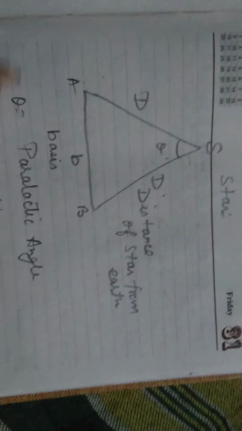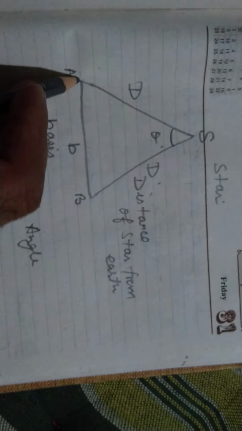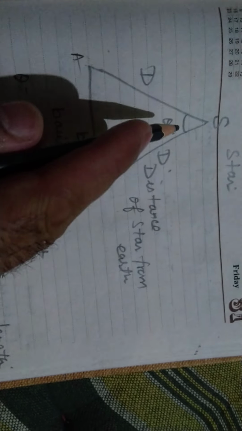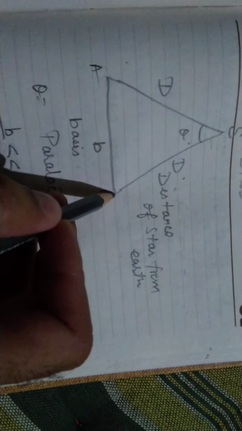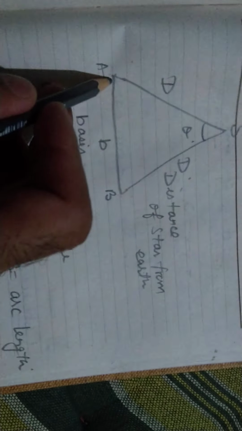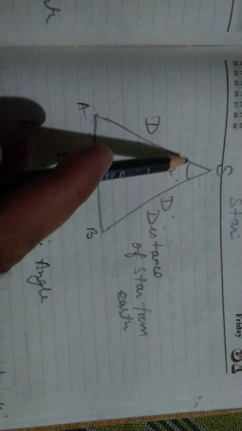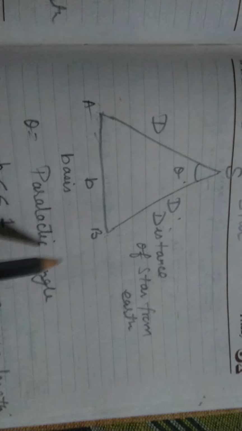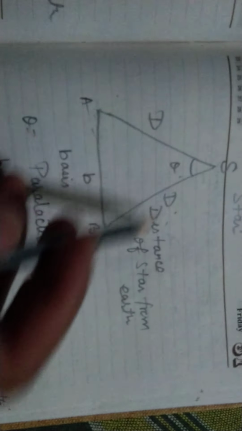Now suppose you are viewing a star from two different positions on the earth. These are two different positions, and from this position you are viewing, and from this position you are viewing, and you complete the triangle. So this is the basis. These are two different points on the earth from where you are viewing this star. This angle is called the parallactic angle. These lines are the distance of the star from the earth.